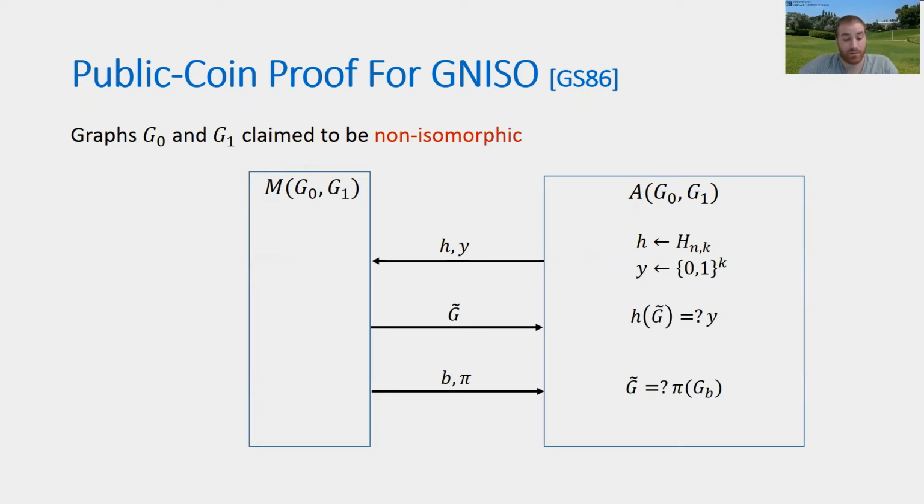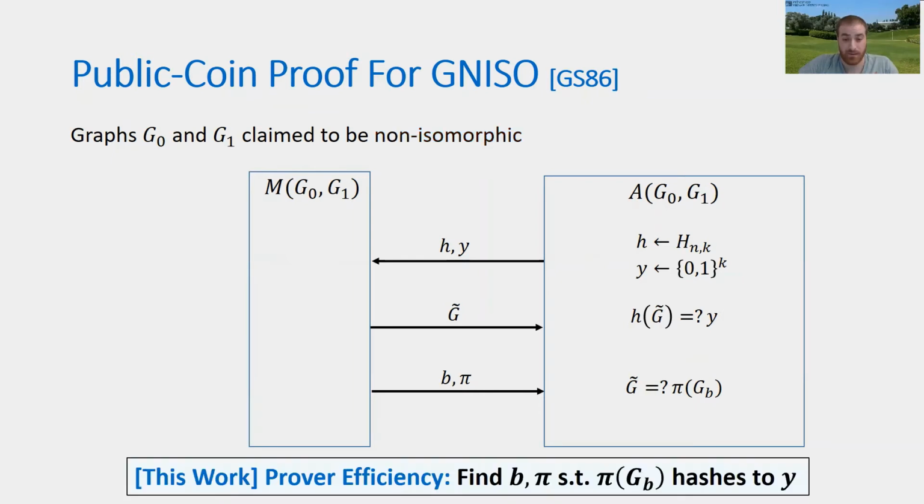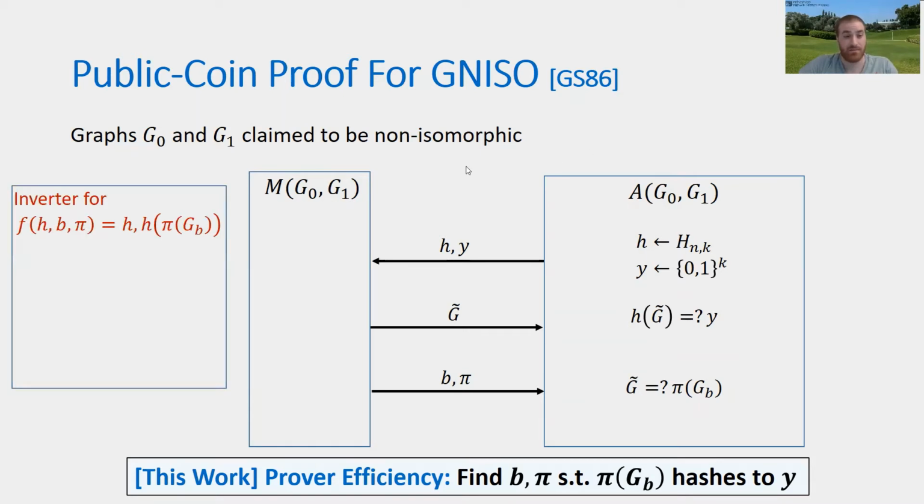So we're interested in the running time of the prover. What does the prover actually have to do here? Well, it needs to find a bit b and a permutation, a permuted graph for one of these two graphs that hashes to y. And our observation is that given an inverter for this efficiently computable function that takes in a hash function, a bit choice of the graph, and a permutation, and outputs the hash and the hash applied to the permuted graph, if we have an efficient inverter for this function, then we'll be done.